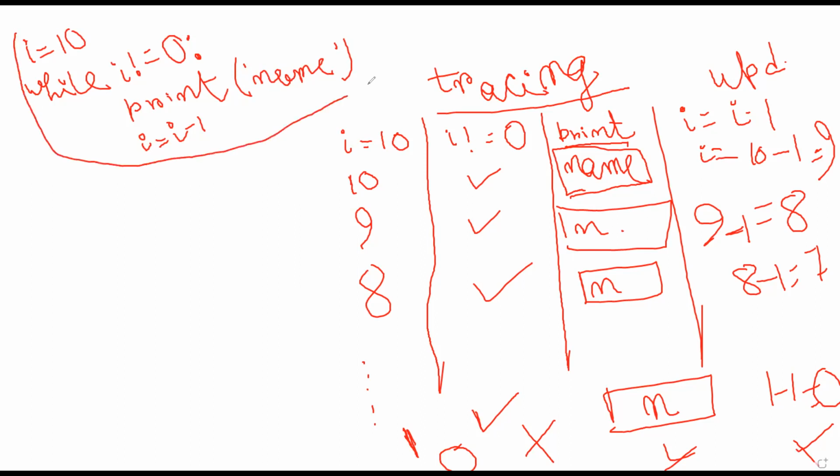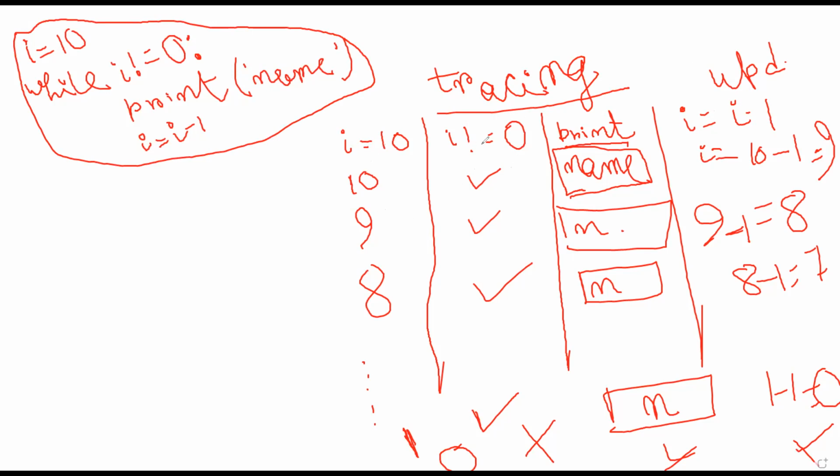So this is the code, and we perform the while loop. I is equal to 10, starting from 10, while I is not equal to 0. Is I not equal to 0? Yes, it satisfies. Print, what will print? The name. Update condition. What is the new I value? I is equal to I minus 1, that is 9. Move on to the statement again.